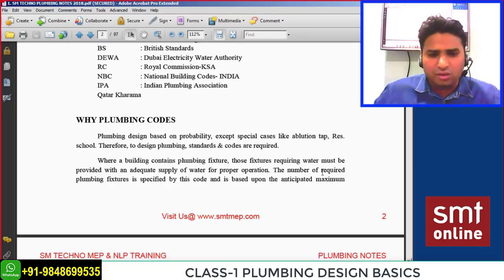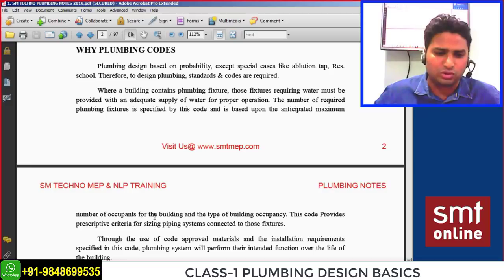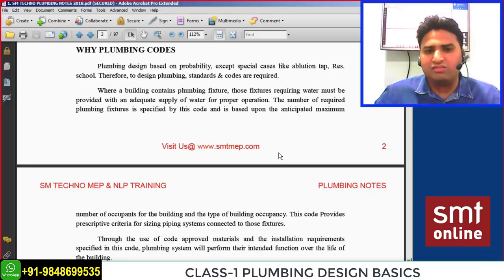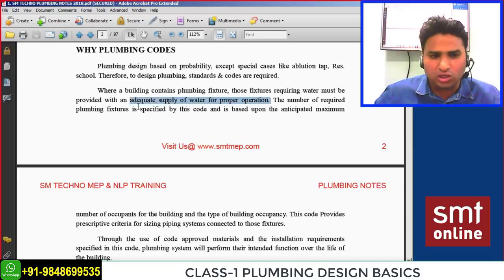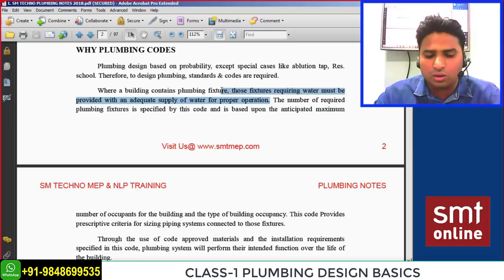Now, the number of required plumbing fixtures is specified by this code and is based upon the anticipated maximum number of occupants for the building and the type of the building. Now, there are two things here. The very first thing is that all the fixtures have different flow rates, and the next thing is that the fixture will demand water as well as flow, in a proper and adequate manner, to perform properly.